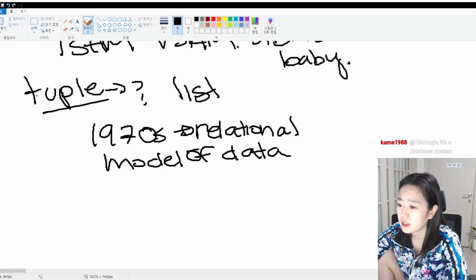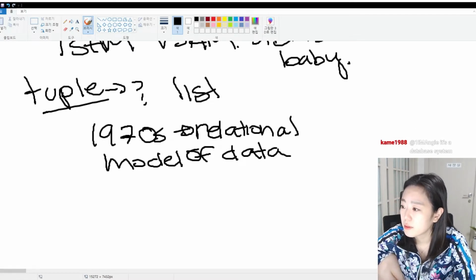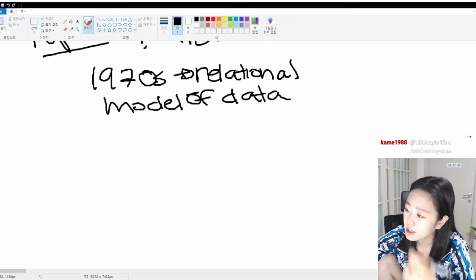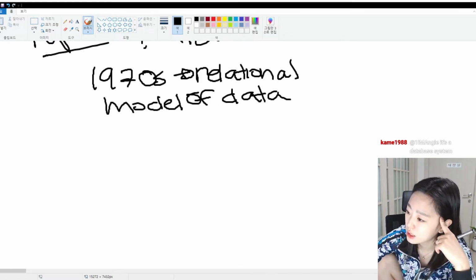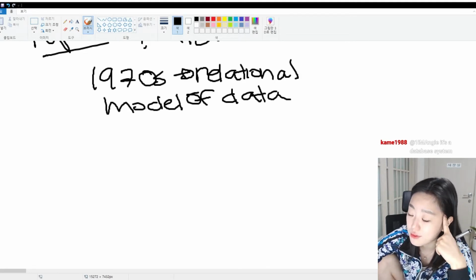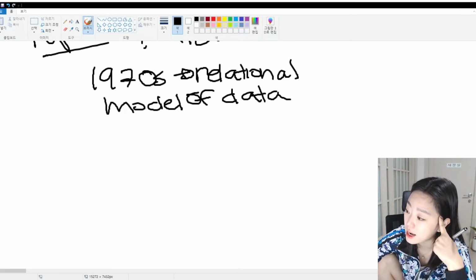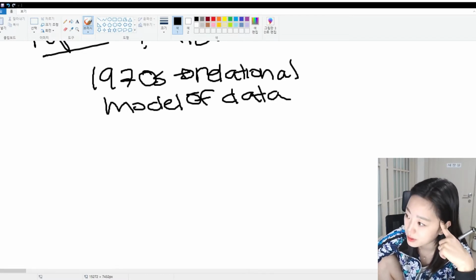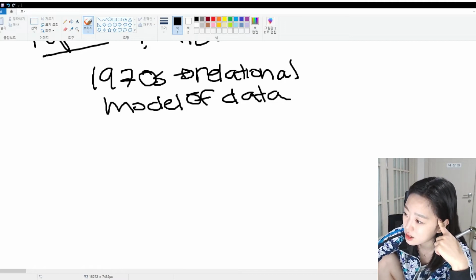SQL became a standard of the American National Standards Institute in 1986 and of the International Organization for Standardization in 1987. Since then, this standard has been revised to include a larger set of features. Despite the existence of standards, most SQL code requires at least some changes before being ported to different database systems.